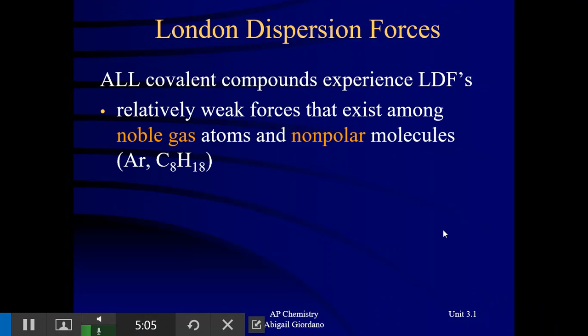Now, as we said on the previous slide, London dispersion forces are forces of attraction, but they are the weakest. If you are dealing with one of our noble gases or any molecule that is nonpolar, and we've talked about what that means, remember, that means a molecule that has a balance of charge throughout its shape. There's no one side that is more negatively or positively charged. It's balanced. If we're dealing with a noble gas or a nonpolar molecule, London dispersion forces are the only intermolecular forces that exist between their molecules.